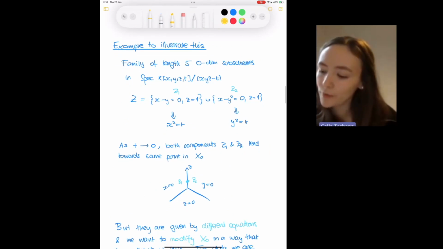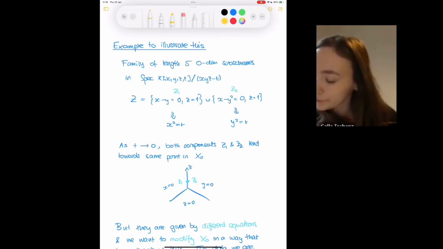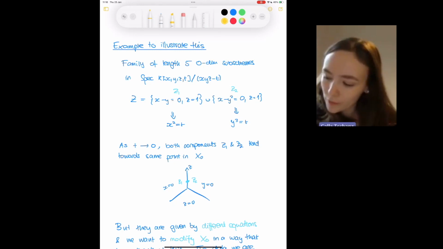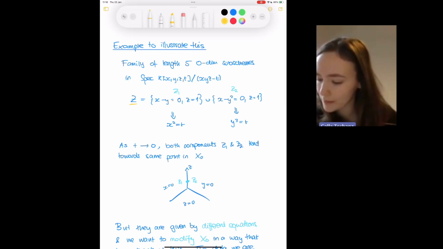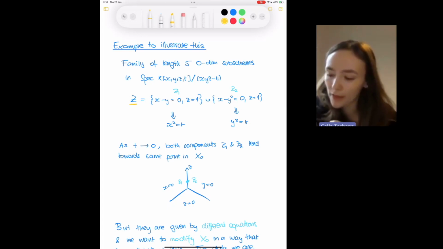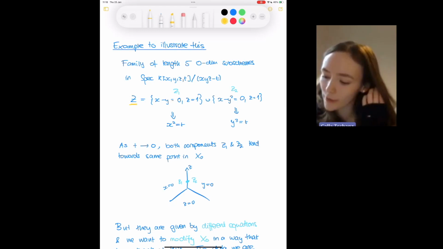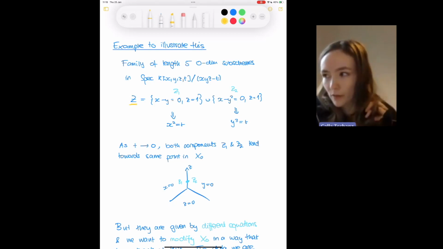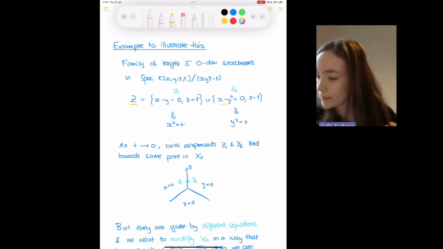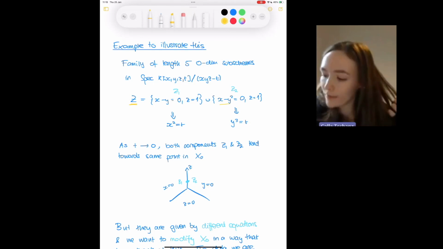Okay, so we just take an example. We take some family here of length 5 zero-dimensional subschemes in our étale local model, and this subscheme Z. It's made up of these two components, Z1 and Z2, which are given by these equations. So I have x minus y equals 0, z equals 1. That gives me one component of length 2. And then I have this one, x minus y squared, which gives me a component of length 3.